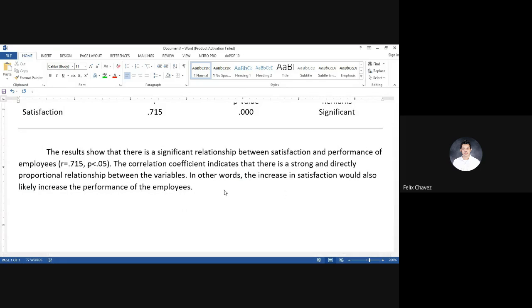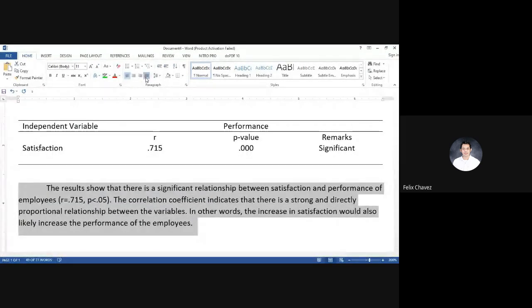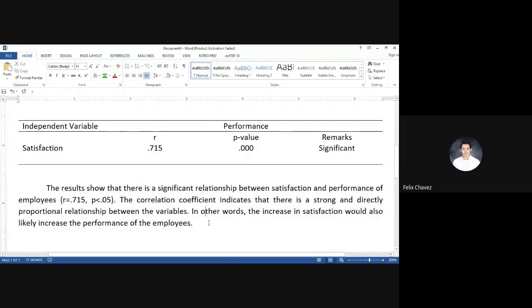Okay, so that's how to interpret the correlation result. The results show that there is a significant relationship between satisfaction and performance of employees. The correlation coefficient indicates that there is a strong and directly proportional relationship between the variables. In other words, the increase in satisfaction would also likely increase the performance of the employees. This will not show effect, because we are not using the regression analysis. This is just the correlation, and it will just give us an idea whether they are associated with each other.